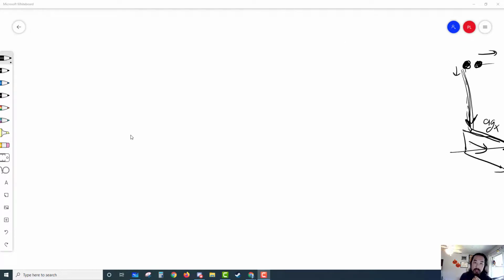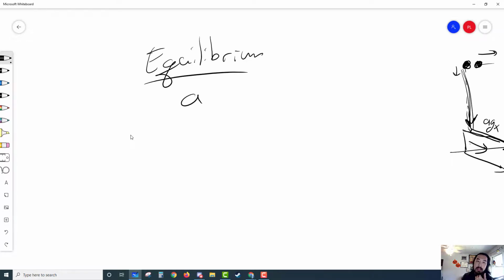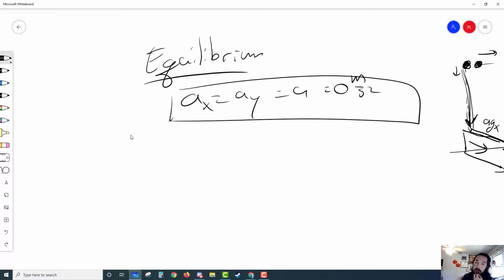All right, continuing this review train. If you ever see an object that is in equilibrium, that means your a sub x, your a sub y, your a in general, they all equal 0 meters per second squared. This is actually very important. If your object is in equilibrium, that means it is not accelerating, it is just there. This can come in the form of many different things.